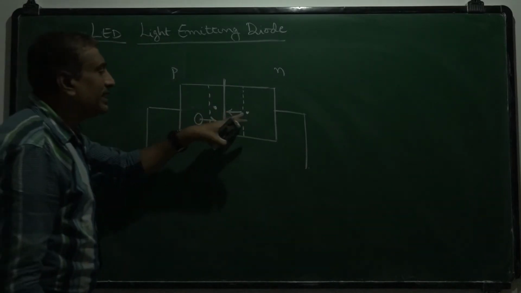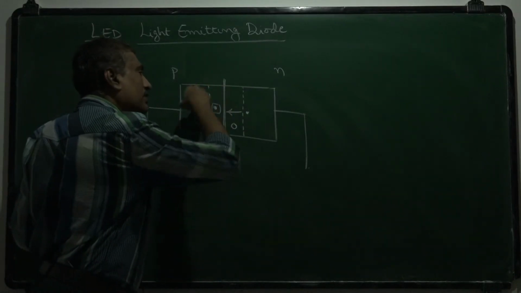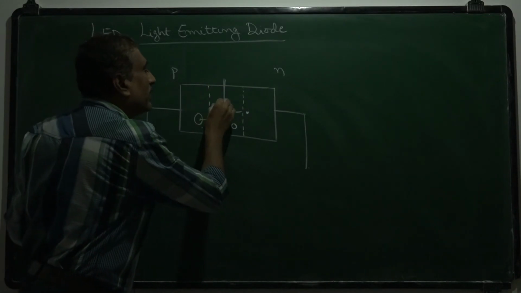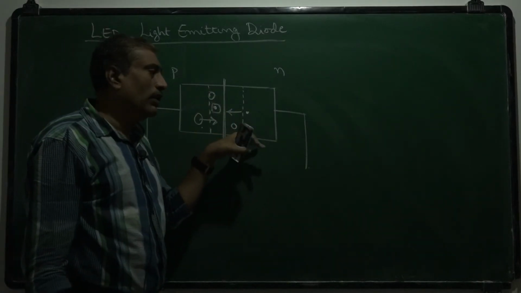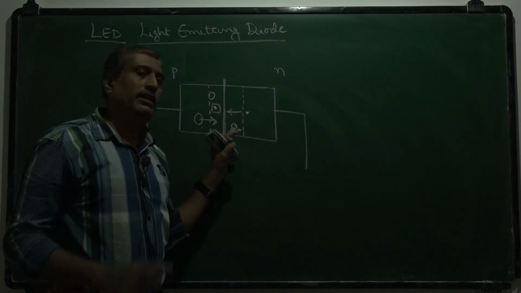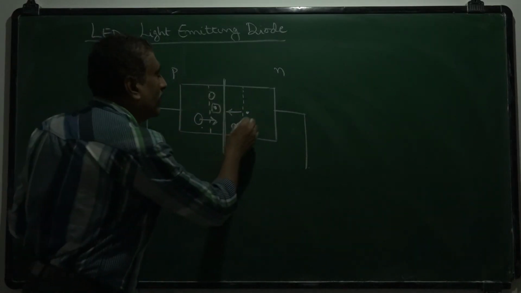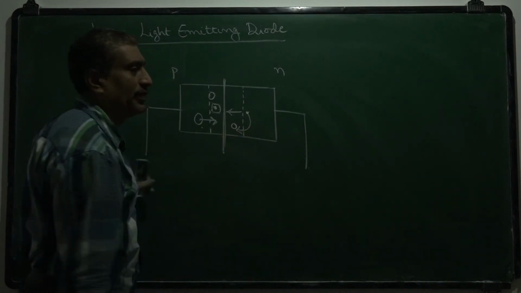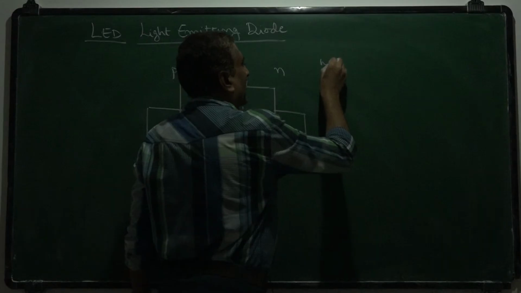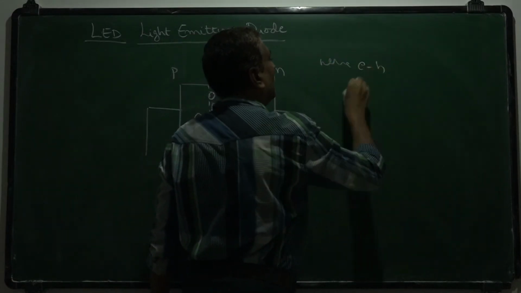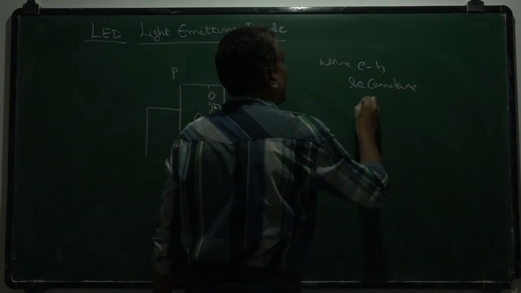Now this electron, which is a minority carrier after crossing into the P region, may recombine with the majority carrier holes, and similarly this hole, now a minority carrier in N type, will combine with an electron and release energy. So when an electron and hole recombine, energy is liberated.